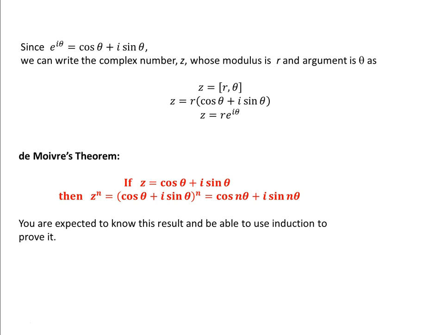De Moivre's theorem says that if z is equal to cos theta plus i sine theta and n is a positive integer, then z to the n is equal to (cos theta plus i sine theta) to the power n, which is cos n theta plus i sine n theta. And De Moivre's theorem can be proved using proof by induction, and this is a proof that you are expected to be able to produce.